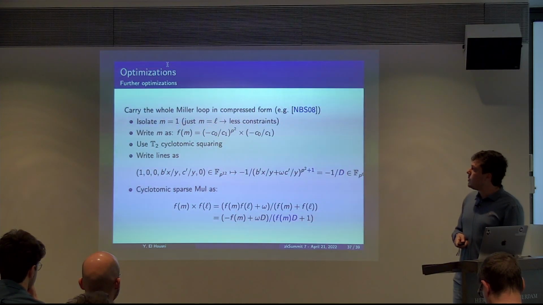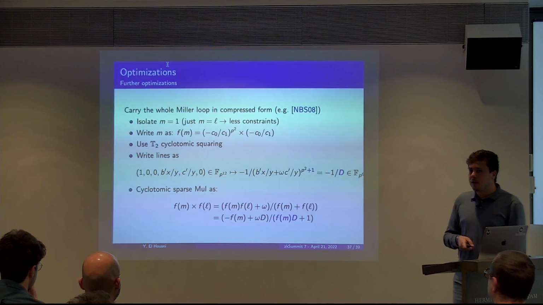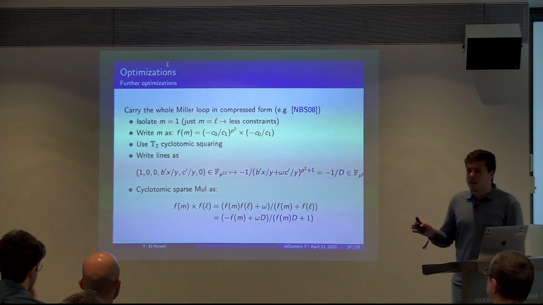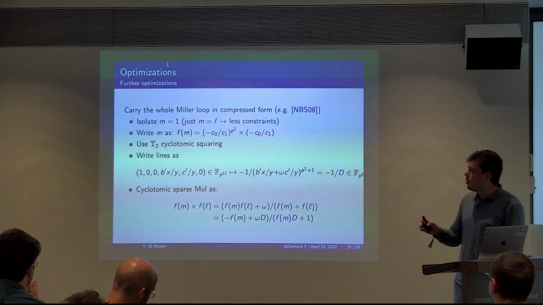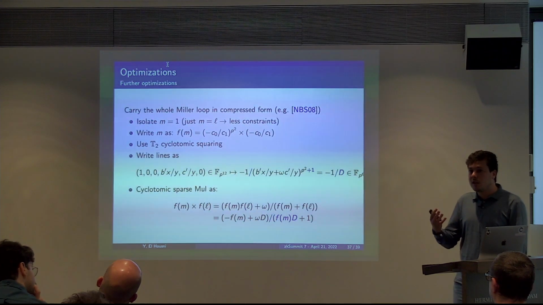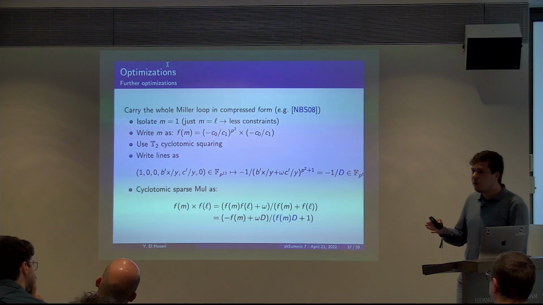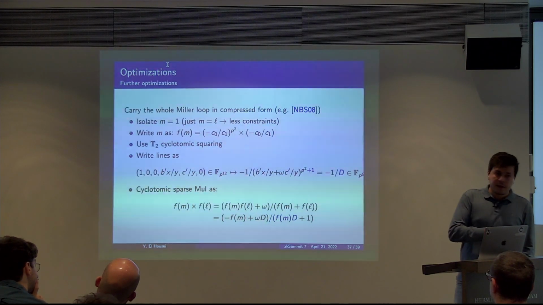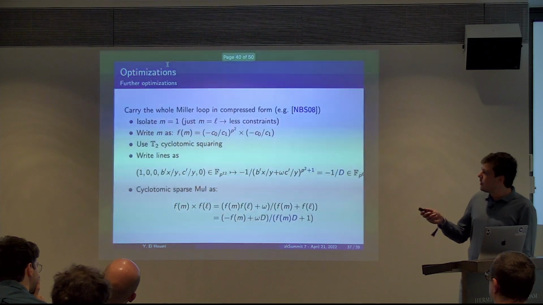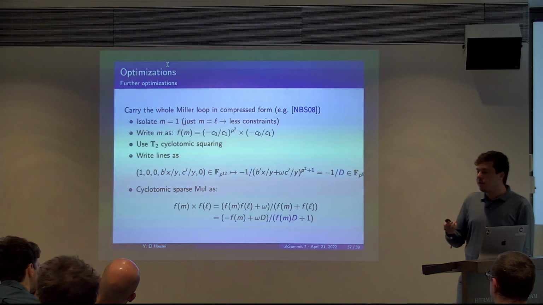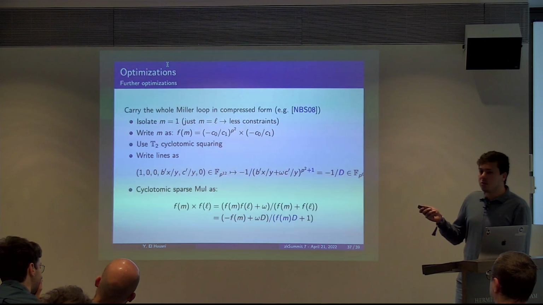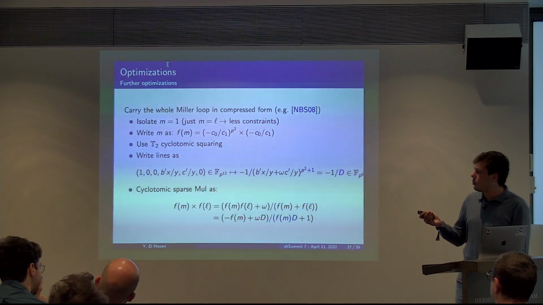So we have also further optimizations. So the point is to carry, so this is not implemented, so the 11,000 is without this. So the point is to carry the whole Miller loop in compressed form. But the Miller loop happens before the easy part that puts the element in the torus. So how can we do this is, well, we will just take this trick here whenever we have an element in FP12 in the Miller loop. So we will just compress it this way, and we will use T2 cyclotomic squarings and not normal squarings.